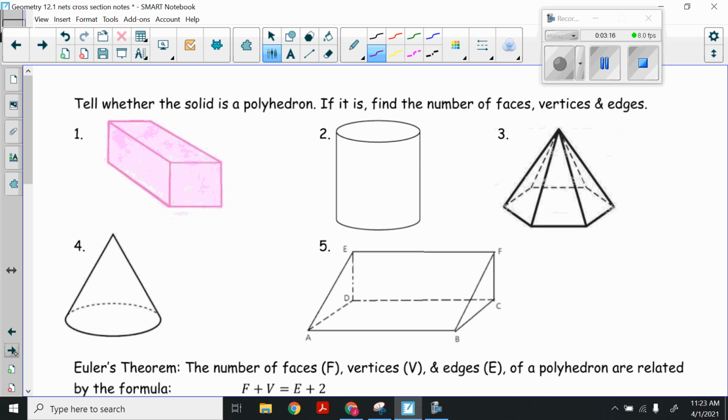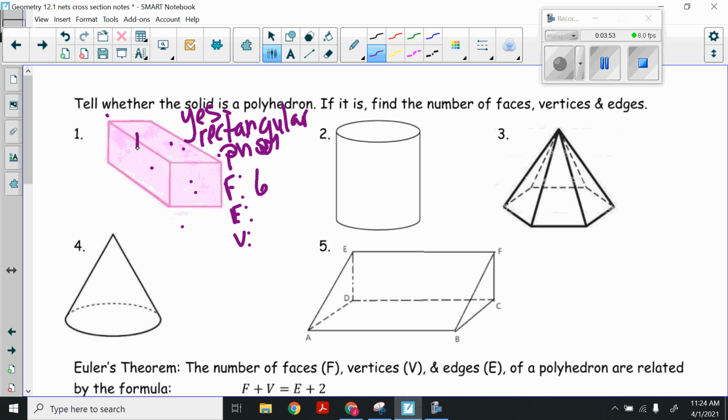So we're going to practice: tell whether the solid is a polyhedron. If it is, we're going to find the number of faces, vertices, and edges. So number one, yes, this is a polyhedron. This is called a rectangular prism. So then we're going to list the number of faces, edges, and vertices. So faces, we see we have 1, 2, 3, 4, 5, 6 faces. So we have the top and bottom, front and back, left and right.